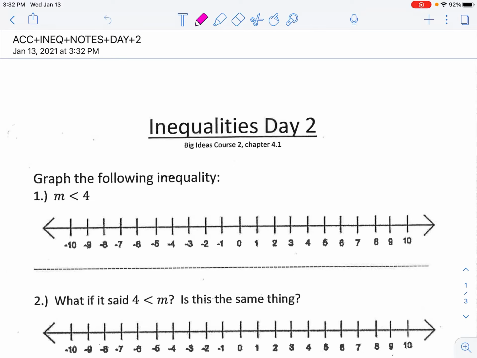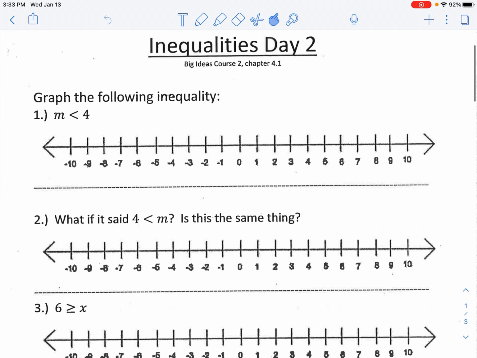Good morning. All right, inequalities, day 2. Graph the following inequalities. So this is a review of what we did yesterday. So M, I'm looking right here at M is less than 4. So if M is less than 4, step number 1 says make a circle at 4.